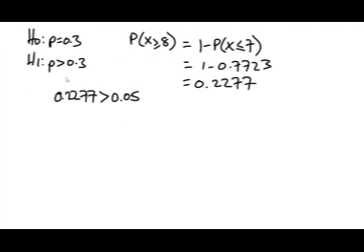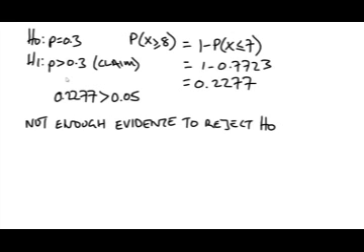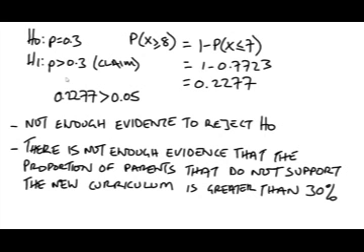Just to remind myself, the alternative hypothesis is the claim that was made. So there is not enough evidence for me to be convinced away from the null hypothesis. So there's not enough evidence to reject H0. That's my mathematical conclusion. What will be my contextual conclusion? So in context, my conclusion is there is not enough evidence that the proportion of parents that do not support the new curriculum is greater than 30%.